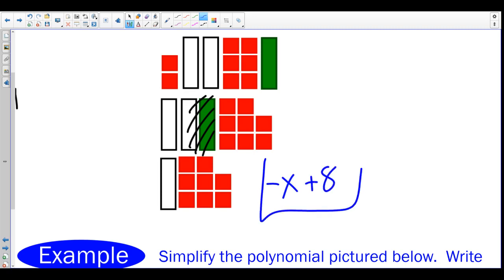And this is your final answer. So when we simplify this, we get negative x plus 8. If you use a different letter other than x, that's okay. You don't have to use x. You can use x if you want. You can use j if you want. It doesn't matter which letter of the alphabet you use.